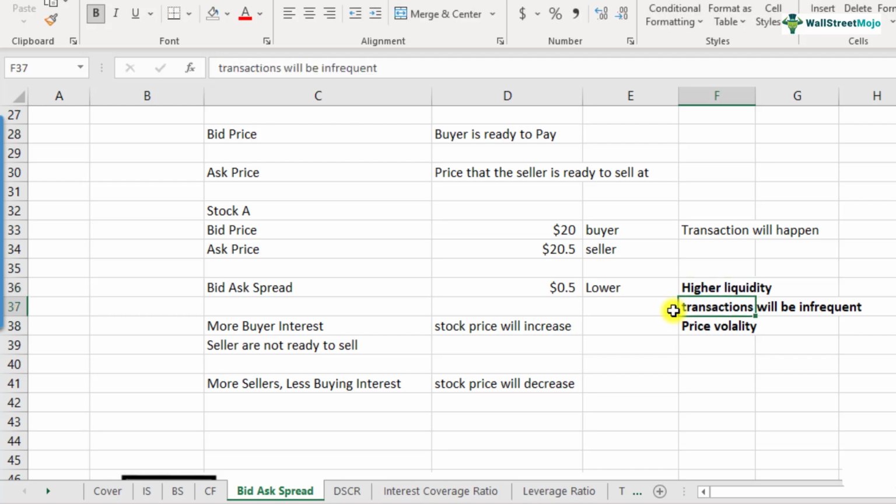Liquidity means the total volume of stocks that will be traded in the stock markets will be higher. Transactions will be frequent and price volatility will be lower, as compared to the place where the bid ask spread was very high. Okay, so this is another important interpretation that you need to keep in mind.